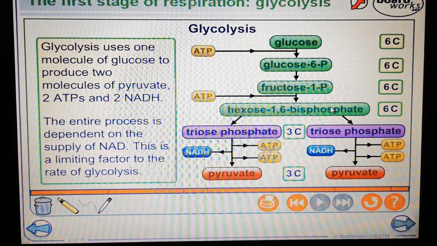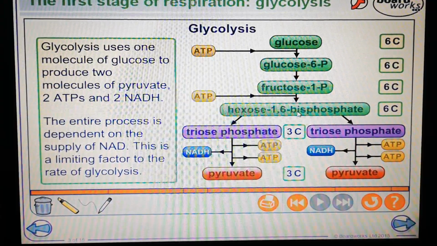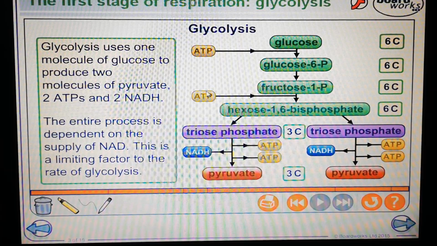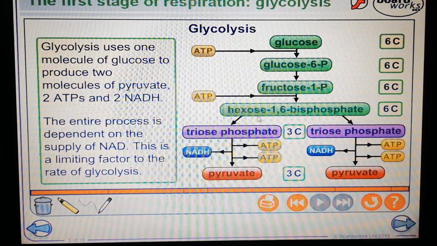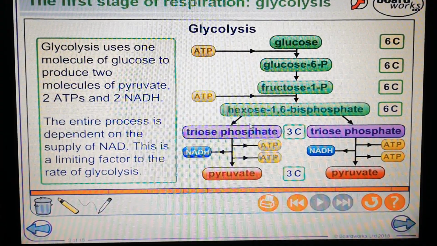Again, it's a 6-carbon structure, hence the hexose, and bisphosphate because it contains 2 extra phosphates that have been given to it as a result of substrate level phosphorylation taking place twice, once here, second time then there. Hexose bisphosphate is very unstable, so it will quickly be broken down into 2 molecules of triose phosphate. So therefore, each molecule of triose phosphate contains 3 carbons. 3 times 2 gives you 6. It's important to make sure that we don't gain or lose any carbons at this stage.